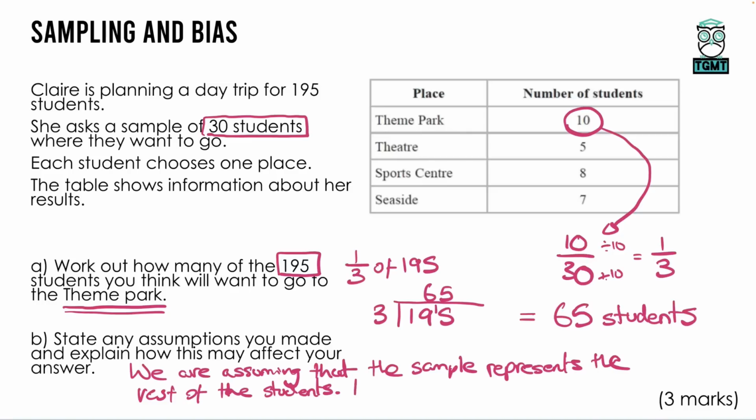So if not, our answer may be higher or lower, or maybe more or less. I'll just write more or less. You could write this in your own words, but the really important part there is that word where we said represents. The sample represents the rest of the students. If not, our answer may be more or less. And there we go, that's sampling and bias.